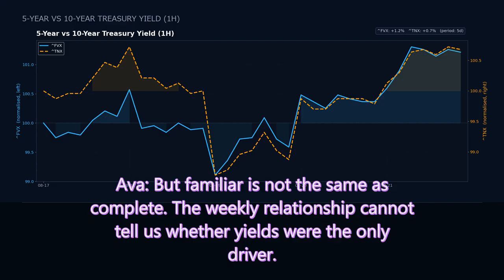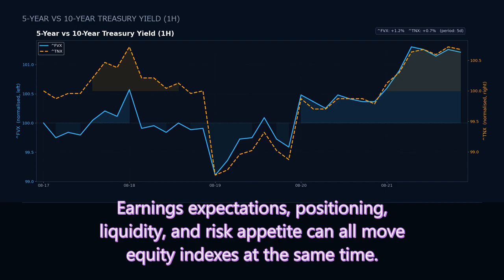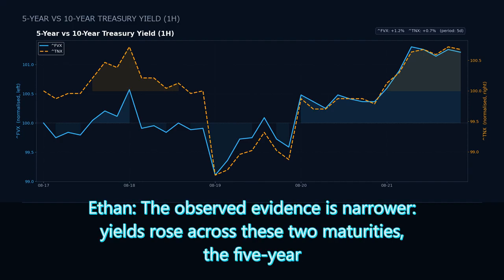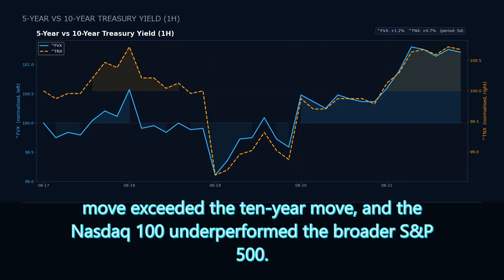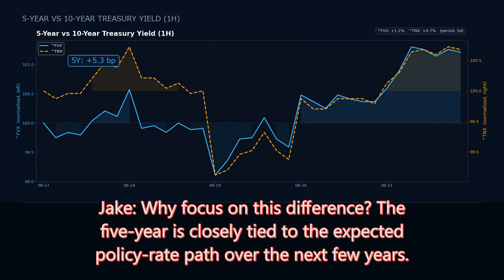The weekly relationship cannot tell us whether yields were the only driver. Earnings expectations, positioning, liquidity, and risk appetite can all move equity indexes at the same time. The observed evidence is narrower. Yields rose across these two maturities, the 5-year move exceeded the 10-year move, and the Nasdaq 100 underperformed the broader S&P 500. Why focus on this difference?